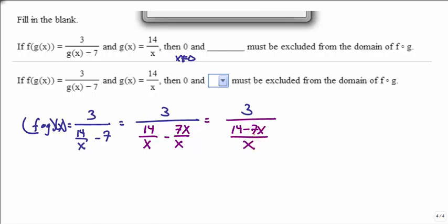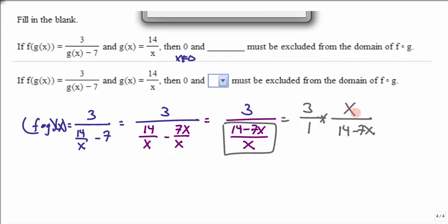Okay, now this is getting a little bit confusing. X still cannot equal 0, but we have to remember our rules. When you divide by a fraction, you multiply by the reciprocal. The reciprocal means to flip it, so the x would pop up top, and then the 14 minus 7x would be in the bottom. Now I can't change my restriction in my domain because this was in the domain. X cannot equal 0.